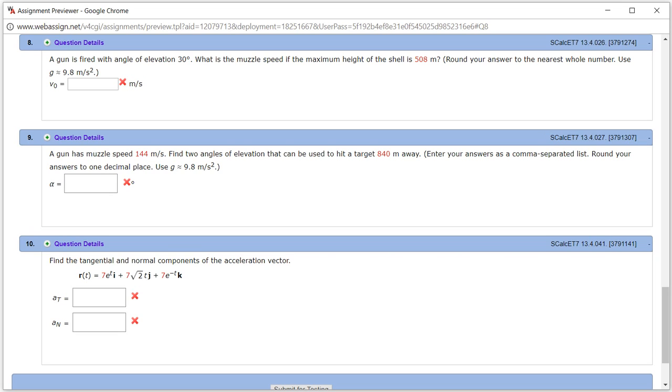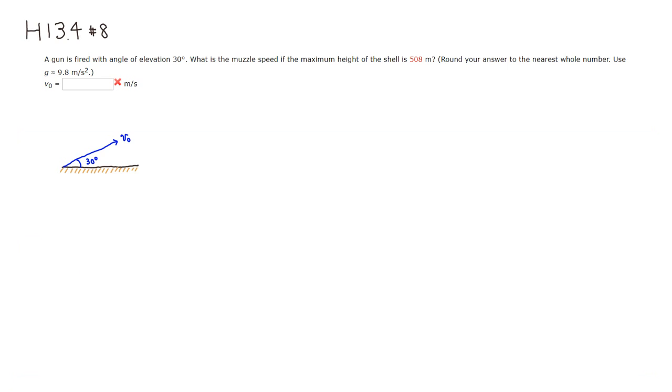Alright, let's look at the homework 13.4, problem number 8. It says a gun is fired with angle of elevation 30 degrees. What is the muzzle speed if the maximum height of the shell is 508 meters? Round your answer to the nearest whole number. Alright, so let's do that. I kind of already drew a picture.